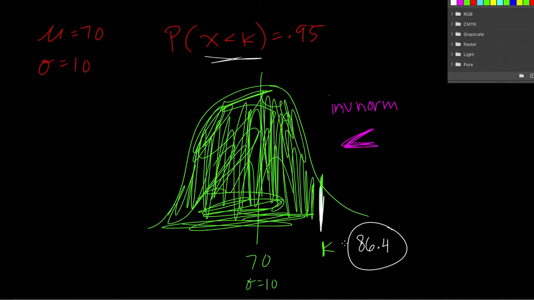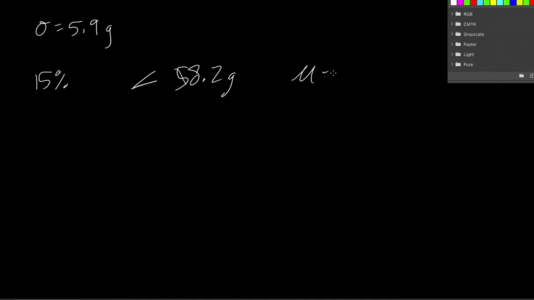And we're going to move on to the next one. So it says the weights of an adult scallop population are known to be normally distributed with a standard deviation of 5.9 grams. If 15% weigh less than 58.2 grams, so we're less than 58.2, find the mean weight of the population. So we want to know the mean.